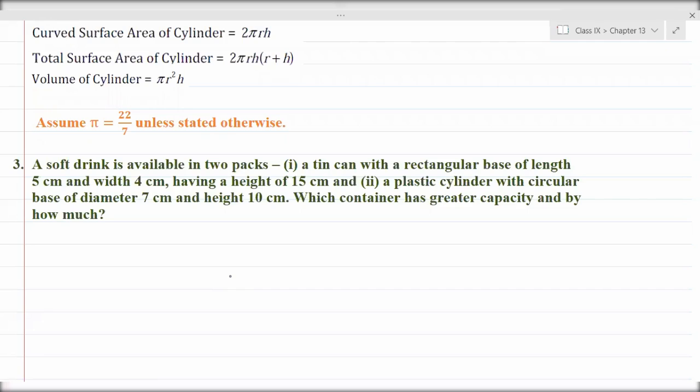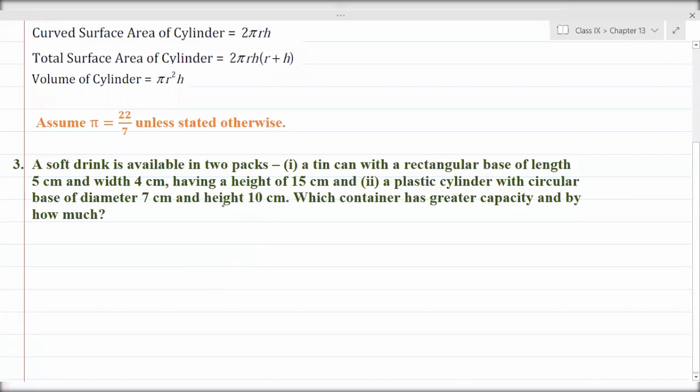Dimensions of both the shapes are given to us, and we have to find out which has the greater capacity and by how much. For example, if the volume of the cuboid comes to 100 centimeter cube and the volume of the cylinder comes to 120 centimeter cube, we shall say the cylinder has the greater capacity by 20 centimeter cube, the difference between both of them. So this question is also simple.